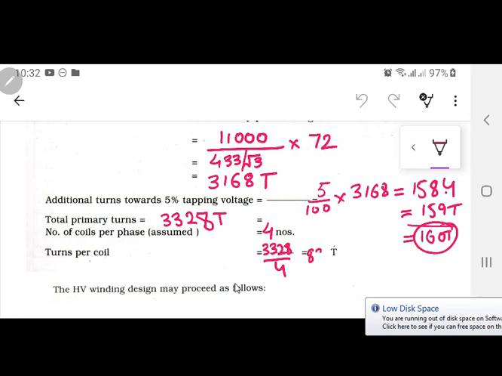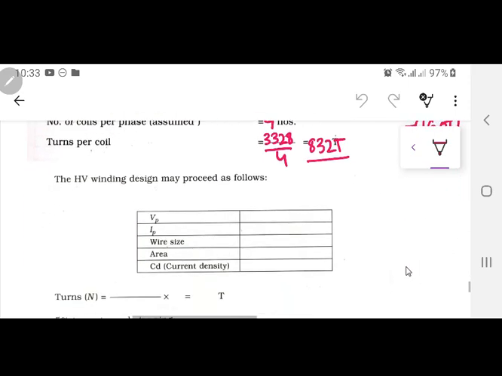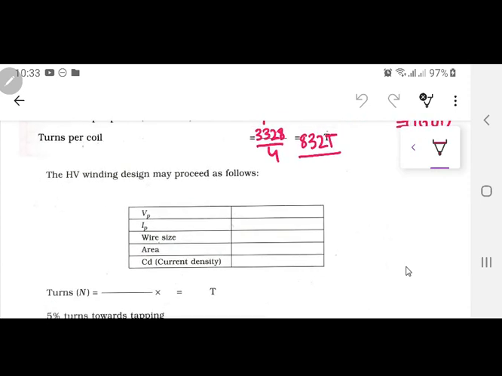832 turns. This is the number of turns per coil over here. Okay. The winding design of the high voltage side. Sorry, not the winding design, this is the same thing. Actually, I'm just putting the data again.